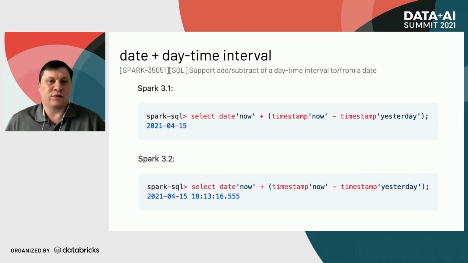Here on the slide, you can see the behavior of Spark 3.1. If you add a daytime interval to the date, it just returns a date, it just rejects the time part. In Spark 3.2, we decided not to reject the time part, because from our point of view, that is some kind of losing information from the user, which is not appropriate, we think.